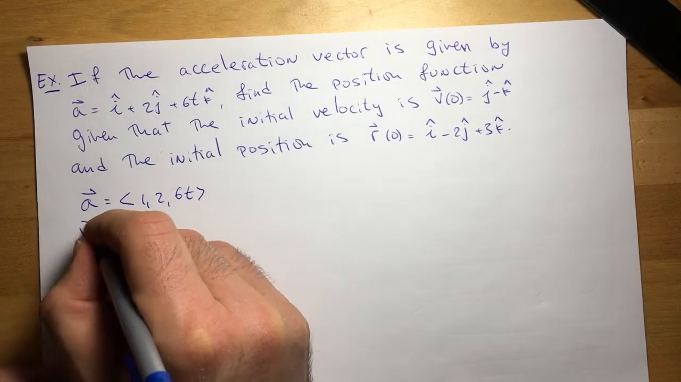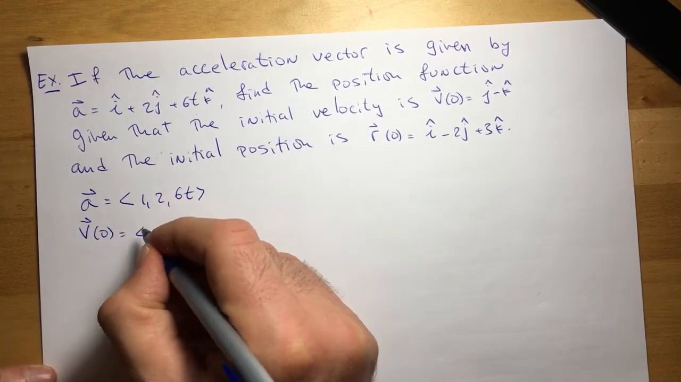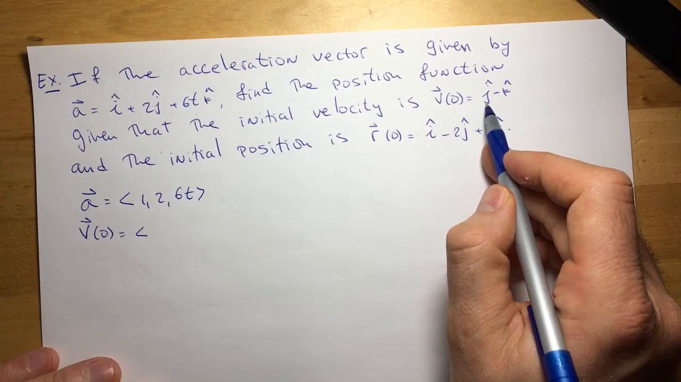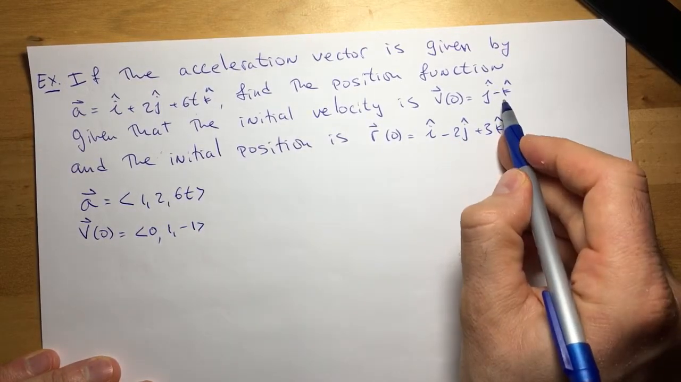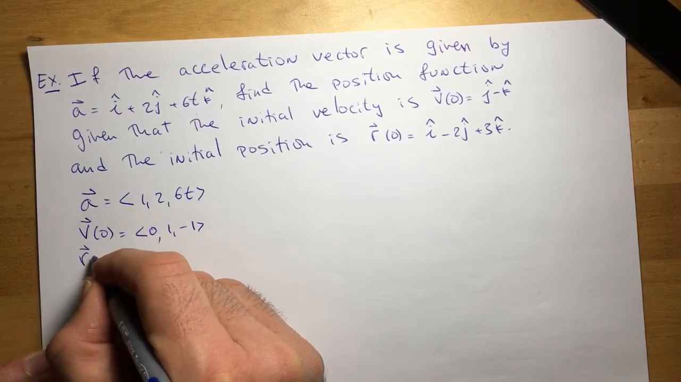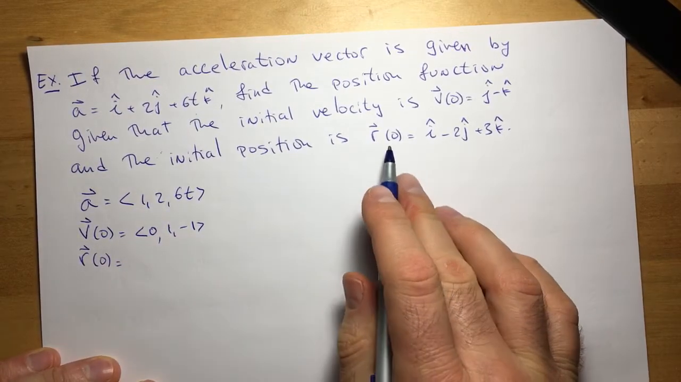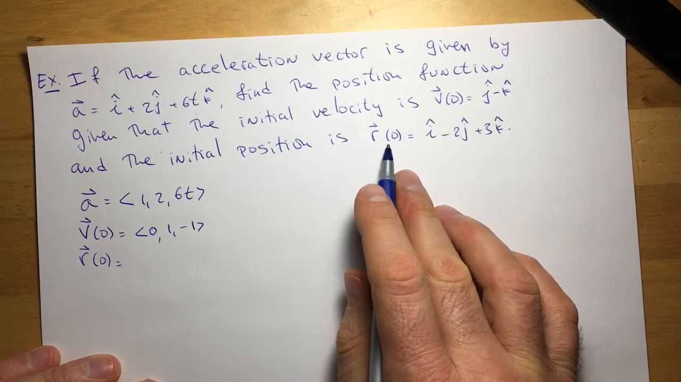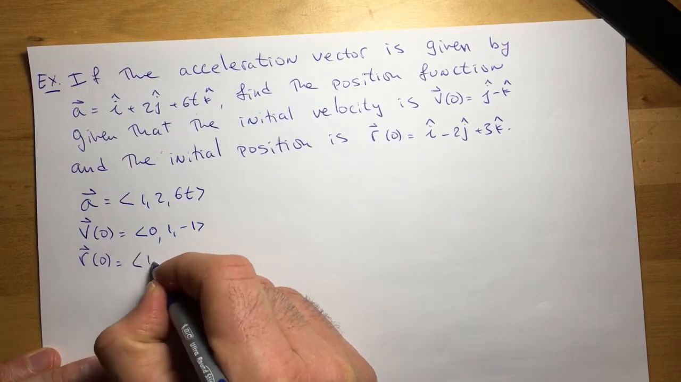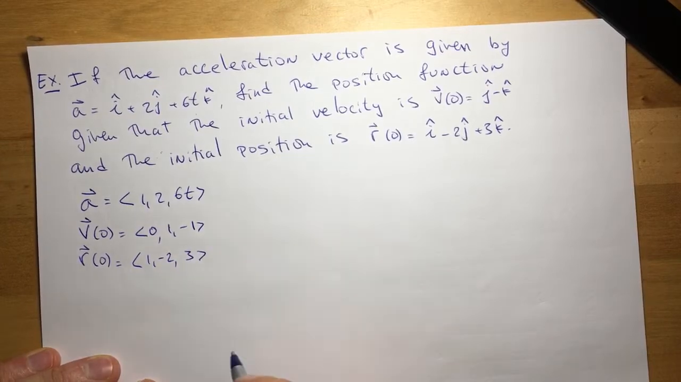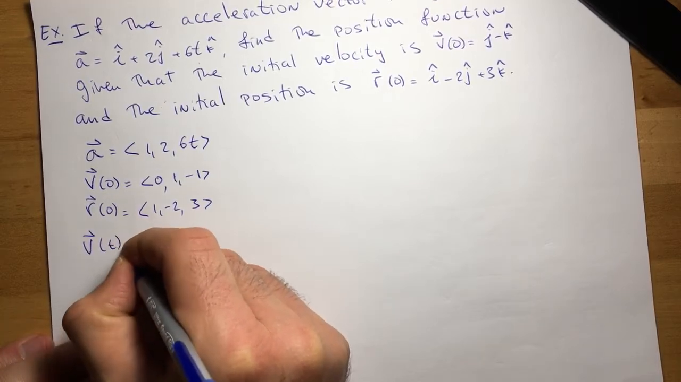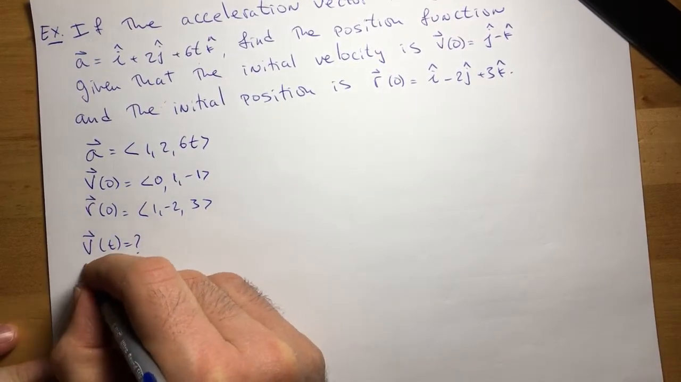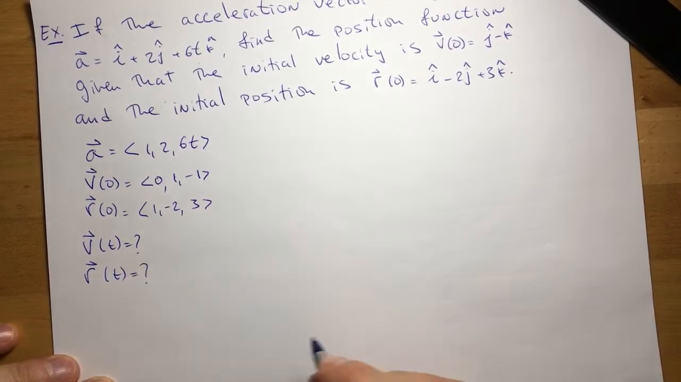We have the velocity vector evaluated at 0. I don't have the unit standard vector i in this expression, that means it's 0, so ⟨0, 1, -1⟩. And the position function evaluated at 0 is the vector ⟨1, -2, 3⟩. The question is how much is the velocity vector and how much is the position vector.